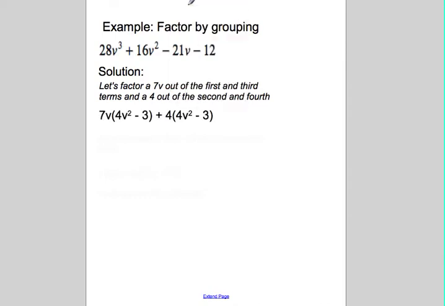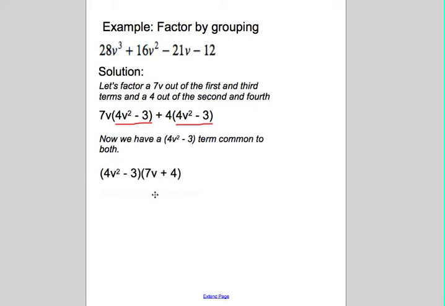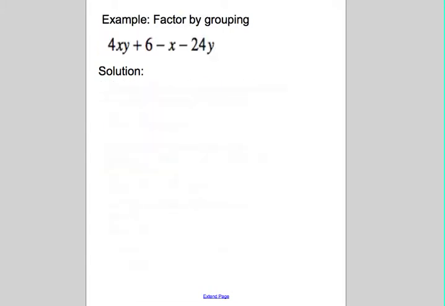I must show that this is what we're looking for. We're looking to have a binomial term that is common to both of our factors. If we've gone in the wrong order, we're going to have to go back and sort our issue out. But now that we have a 4v squared minus 3 term common to both, we can simply common factor it to the front, and we're fully factored. Let's take a look at another example.